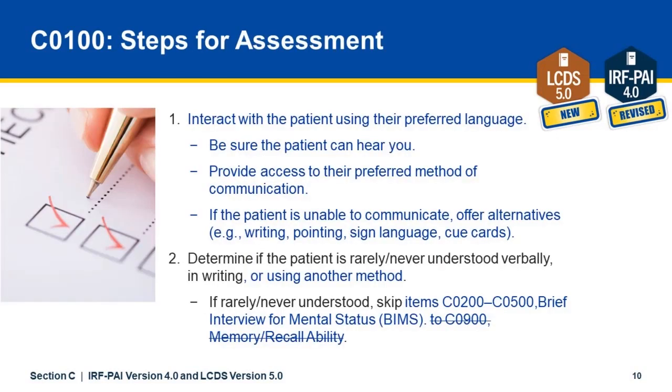So let's review the steps for assessment for this item. Note the text in blue font identifies a change to the IRF-PAI guidance. Now, for my LTAC friends, this is all new. So number one, we're going to interact with the patient using their preferred language, and be sure the patient can hear you. Provide access to their preferred method of communication. If the patient is unable to communicate, offer alternatives: writing, pointing, sign language, cue cards. And determine if the patient is rarely or never understood verbally, in writing, or using another method. If rarely or never understood, you're going to skip items C0200 to C0500, the brief interview for mental status.